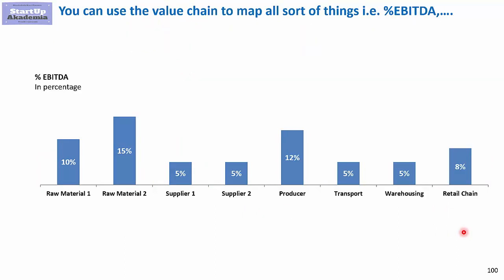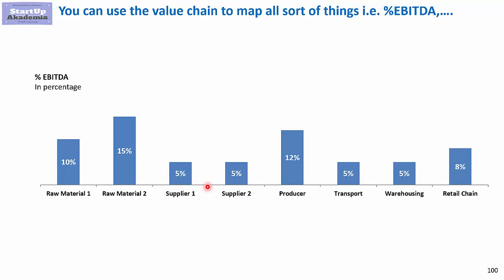So here, for example, you have a map of the EBITDA percentage level. What is the EBITDA margin? As you can see, for example, the raw material is very high. So the raw material producer has an EBITDA level of 15%, the producer has 12%, and they are very low in transport, warehousing, and for the main suppliers.